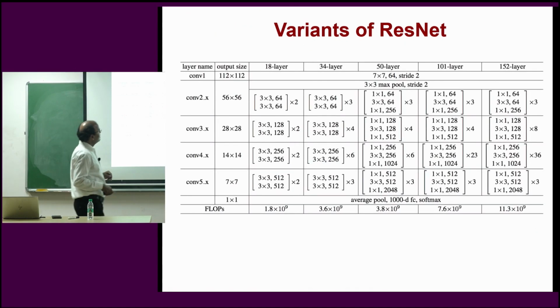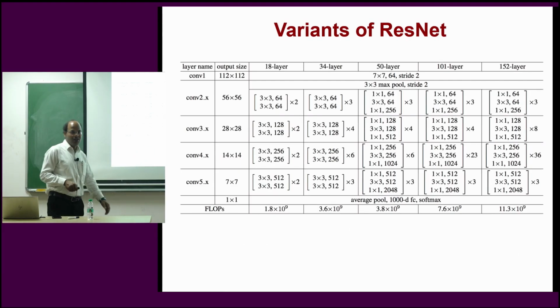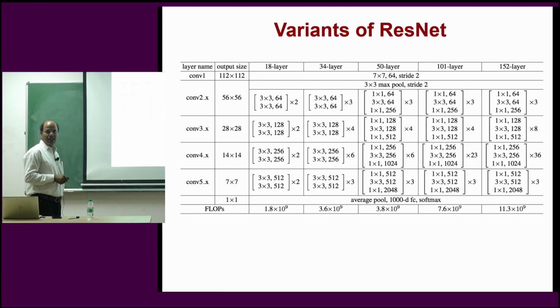So now this summarizes all the variants of the ResNet, right? The layer names differ, with output sizes for 18 layers, 34 layers, 50 layers, 101 layers, and 152 layers. First is the convolution layer at 112 cross 112, then conv2 at 56 cross 56. This will be common for all the cases.